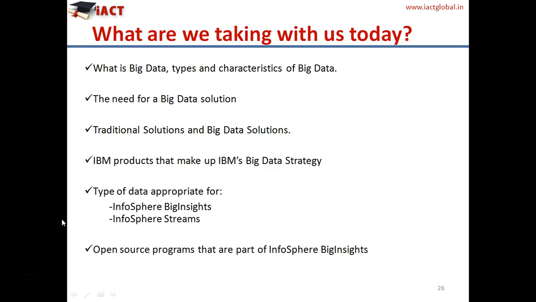What are the IBM products that make up IBM's big data strategy? We should be able to describe the type of data which is appropriate for Infosphere BigInsights and Infosphere Streams. And at last, we should be able to list the open source programs that are part of Infosphere BigInsights. So that covers our first module today.